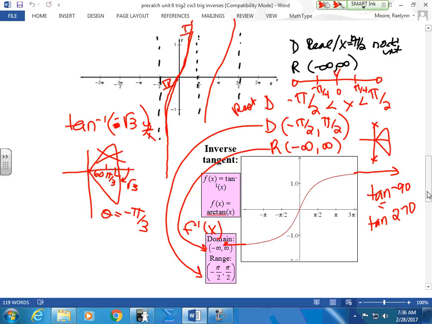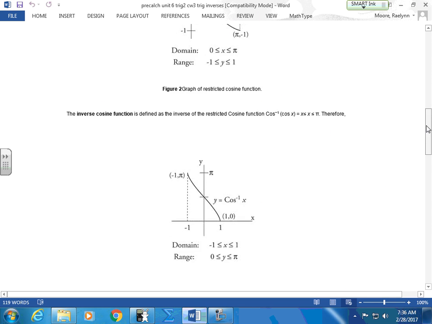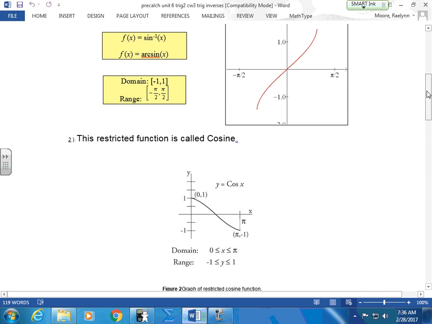Okay. Everybody good with this? All right, we have one more to do with the cosine. I did this tangent because it looks very much like the sine, so it's not so scary, right? No. It's worse than it looks.